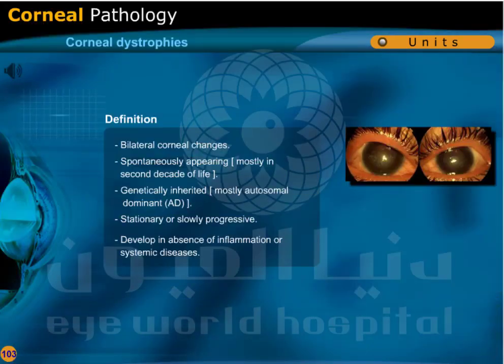Corneal dystrophies. These are bilateral corneal changes that occur spontaneously, mostly in the second decade of life. They are genetically inherited, mostly as autosomal dominant disorders, and they could be stationary or slowly progressive. Corneal dystrophies develop in the absence of inflammation or systemic diseases.